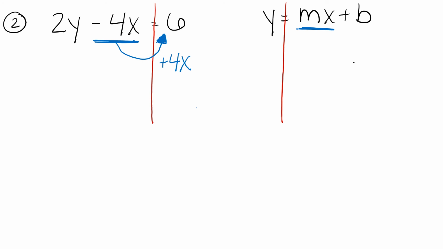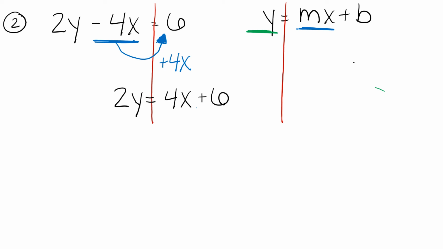And let's rewrite what we have. We have the 2y, because we haven't used that piece yet. We now have a positive 4x, and we have a positive 6. However, this equation is still not in slope-intercept form. You should notice in the general form, there is no number with the y. The y needs to be completely by itself.